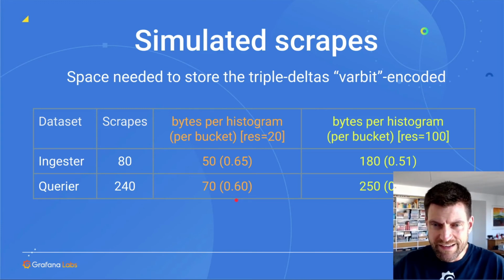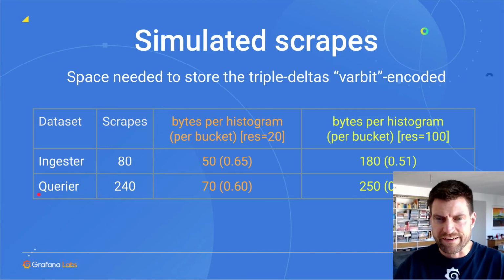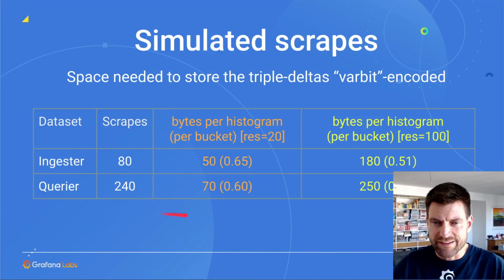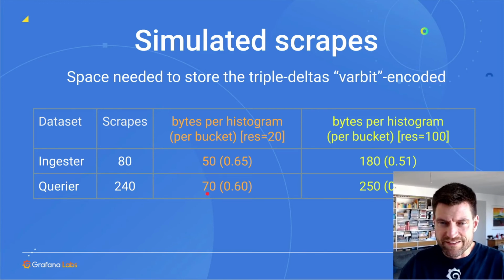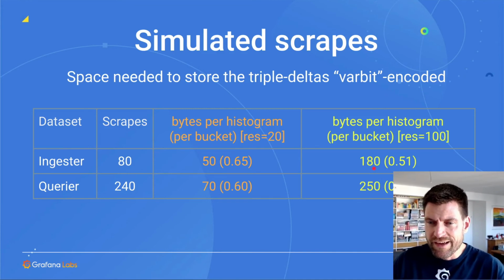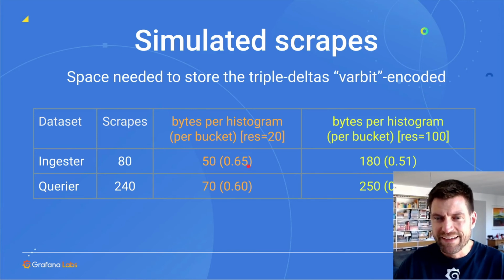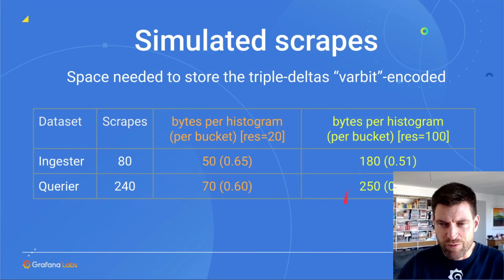I really just simulated scrapes, 80 scrapes for the ingester dataset, 240 for the courier, and found out what triple delta we have here. And then we see a histogram will take 50 bytes. Now, not in the exposition format, but in the storage, where we want it to be compressed over time in the time series. So every histogram takes 50 bytes here, 70 bytes for the higher entropy case. And in the high resolution case, it takes more, but again, far less than a factor of 5. And if you break this down to bytes used per bucket per sample, then you come up with a fraction of a byte here, like 0.5 more or less.